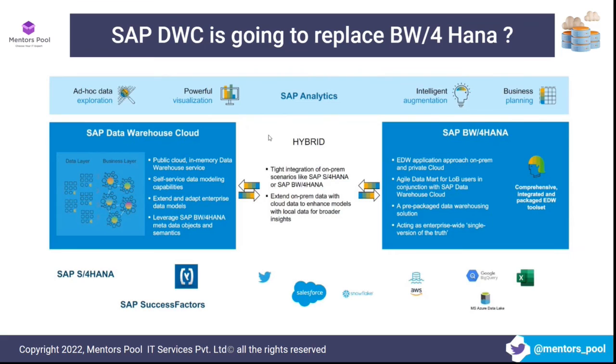So if SAP were thinking that Data Warehouse Cloud is going to replace BW for HANA, they should stop the development in BW for HANA, but we are not seeing that happening. There are always new and upcoming service pack updates and new versions coming in for SAP BW for HANA, and that is a clear indicator that SAP is still investing, contributing and building Business Warehouse. And then Data Warehouse Cloud doesn't have all the capabilities that Business Warehouse has, and it is also answering a different set of problems.